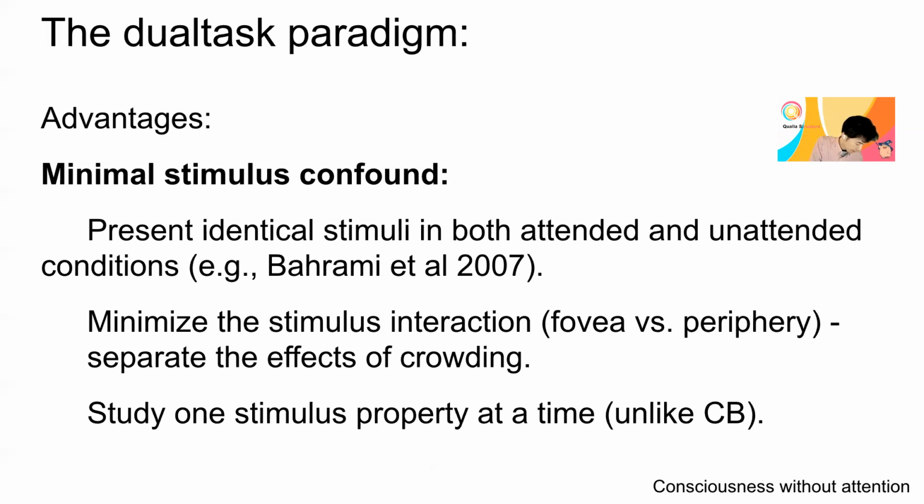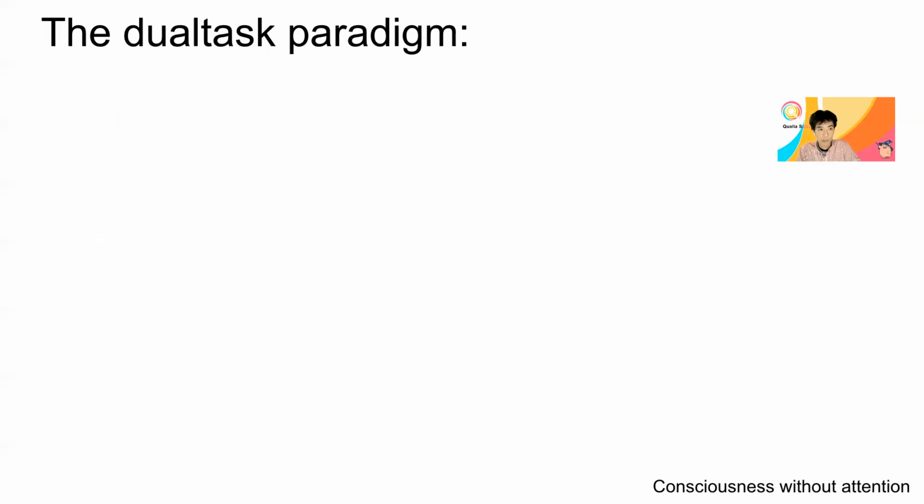In a change blindness experiment, for example, to make things invisible, you need to manipulate and put the things into context and make it a very complicated situation to make one stimulus either aware or unaware. So that's a very difficult task to study.